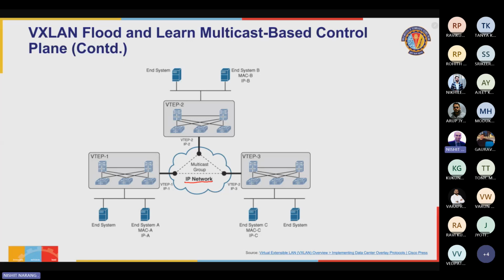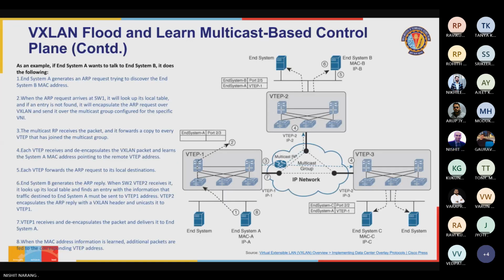So there are three VTEPs, each VTEP connected to two endpoints each, and the three VTEPs are connected via an underlay network, which is an IP network. Now, end system A wants to talk to end system B, where end system A and end system B are part of a virtual overlay network that is created over the underlay IP network.